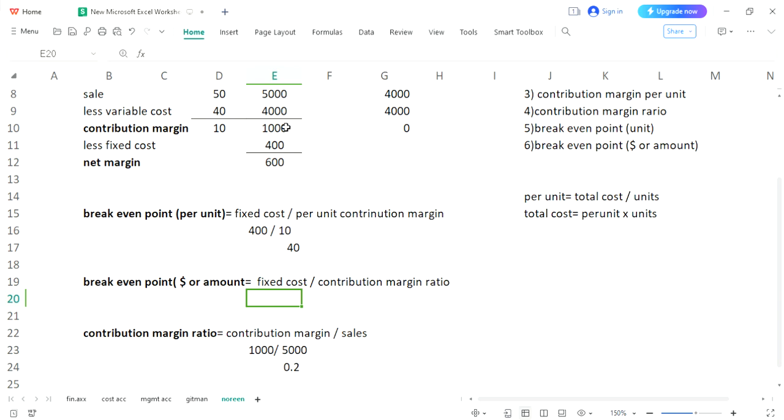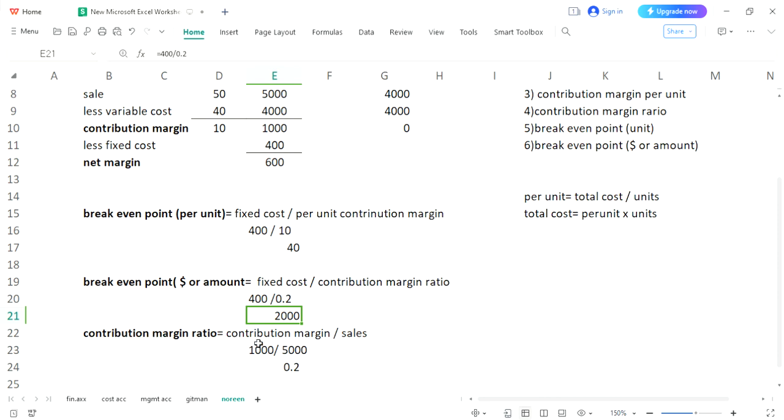Fixed cost was available over here, that was 400. So you will write 400, and it would be divided by the contribution margin ratio. The ratio of contribution margin here we have calculated, that was 0.2. So this way you will be able to calculate your break-even point in terms of amount. Upon the calculator you will write 400 first, and then divide it by 0.2. So in this way, this 2000 will be showing you the break-even point in terms of amount.